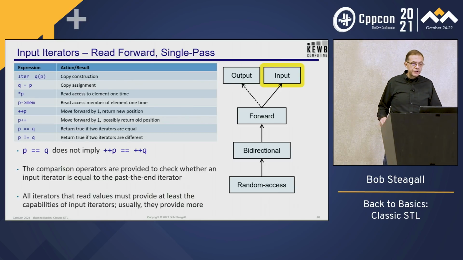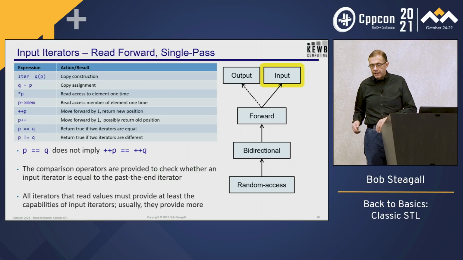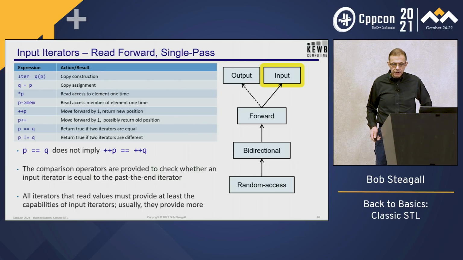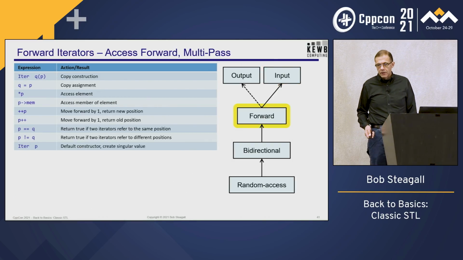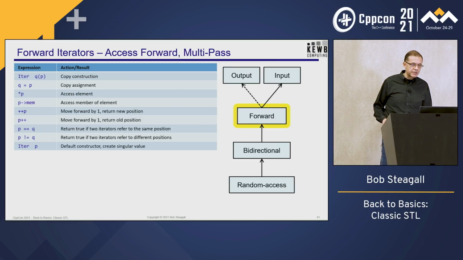So all iterators that read values must provide at least the interface that you see here, and usually they provide more. Now, the output and input iterators are only single pass iterators. When we get to forward iterators, things start getting interesting.